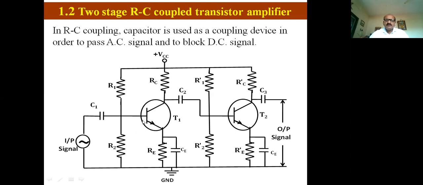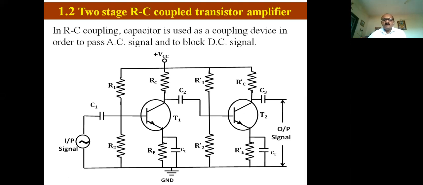Therefore, such an AC signal is amplified by using this transistor, and the amplified signal is developed at the collector of the transistor T1. And this amplified signal is an inverted signal. That means during the positive half cycle, at the collector we get the negative half cycle. During the negative half cycle of AC input voltage, we get the positive half cycle. That means the inverted signal, a 180-degree out of phase between output and input.